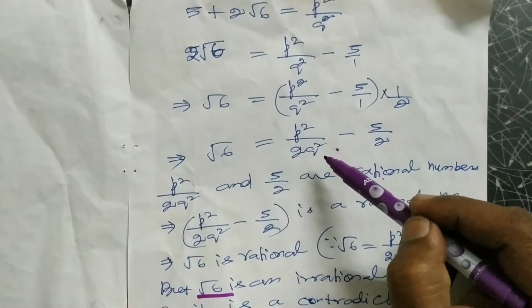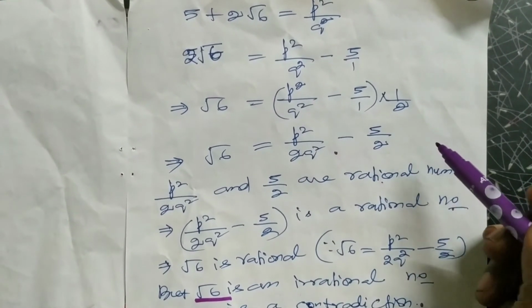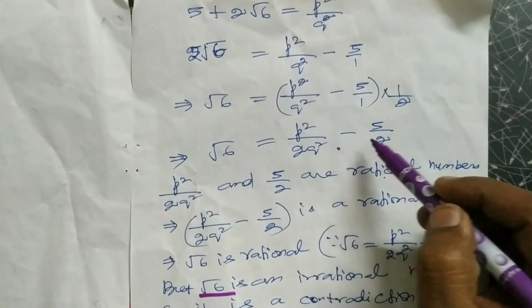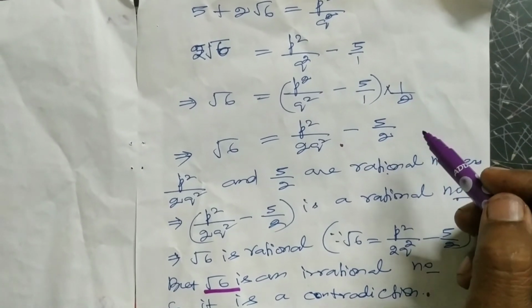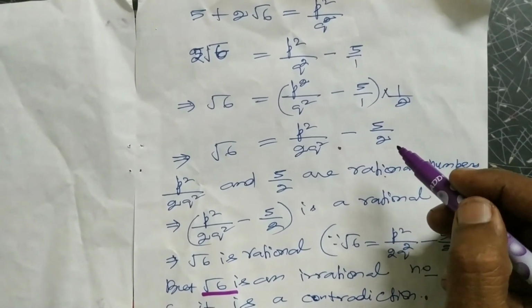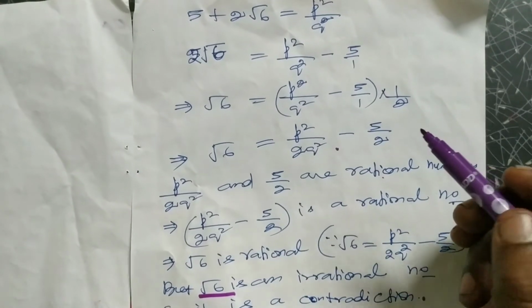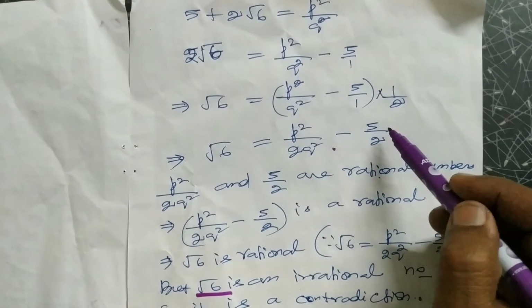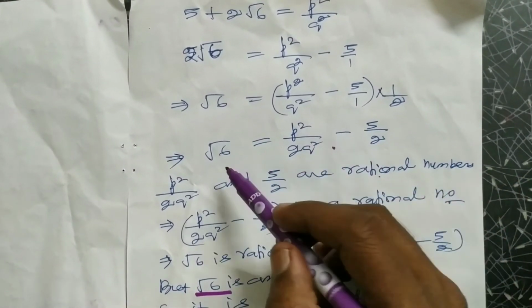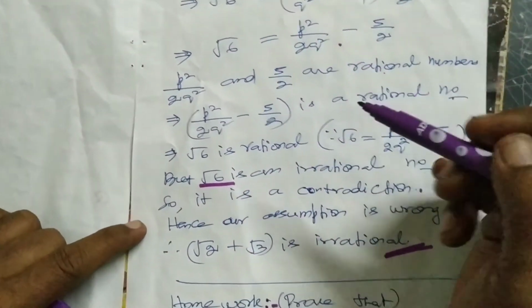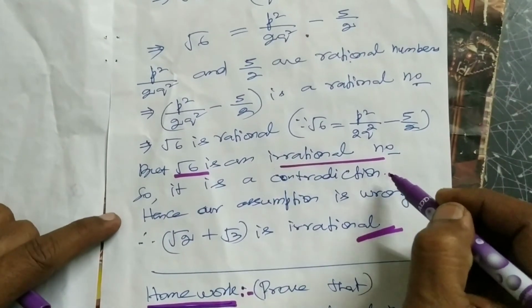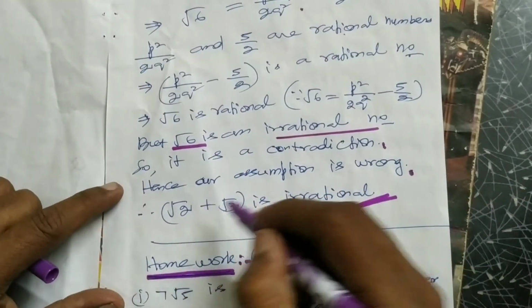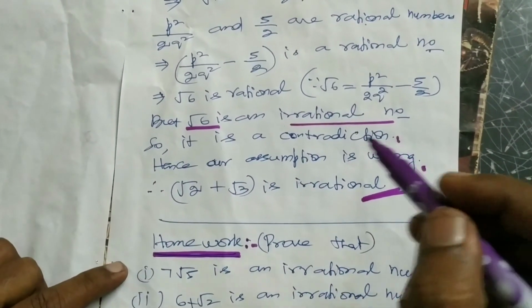p square by 2q square and 5 by 2 are rational numbers. In turn, p square by 2q square minus 5 by 2 is a rational number, since the difference of two rational numbers is again a rational number. Now we have proved that p square by 2q square minus 5 by 2 is a rational number, but it is equal to root 6. But we know that root 6 is an irrational number. Therefore, it is a contradiction. Hence, our assumption is wrong. Therefore, root 2 plus root 3 is irrational.